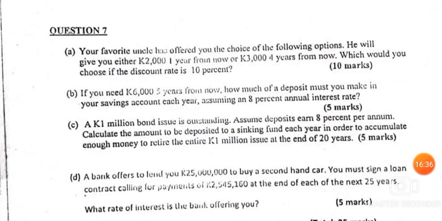Part B. If you need 6,000 5 years from now, how much of a deposit must you make in your savings account each year, assuming an 8% annual interest rate? Have you heard this question? If you need 6,000 5 years from now, how much of a deposit must you make in your savings account each year? So let's analyze the information.